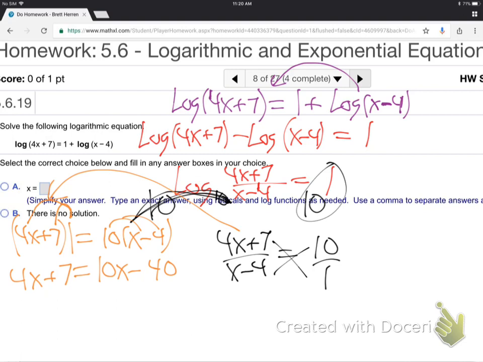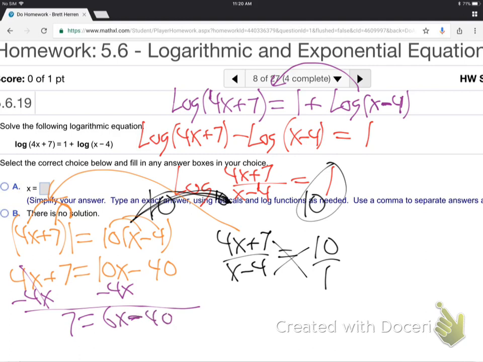That good? X is saying, I want to be alone. So how do we get x alone? Subtract 4x. Just get rid of one of those x's. I would deal with the x's first. It doesn't matter. There's a lot of ways to do it. So 7 is 6x minus 40.